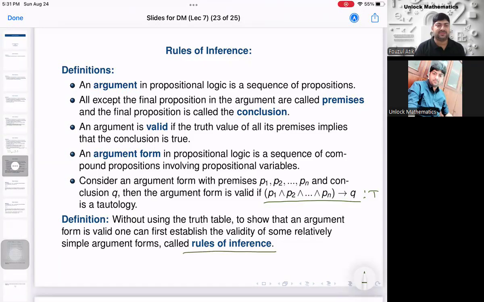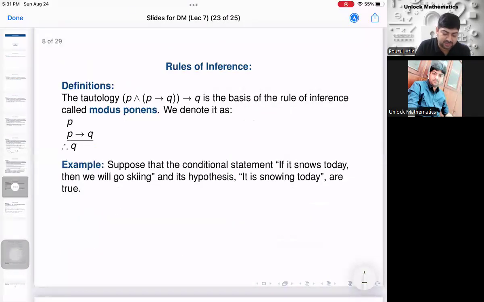These relatively small or simple argument forms are called the rules of inference. And you will understand each of the rules of inference by applying your common sense only. You can easily prove it by truth table or any other method, but you can understand them just by applying your common sense. The first rule of inference is a very easy one.